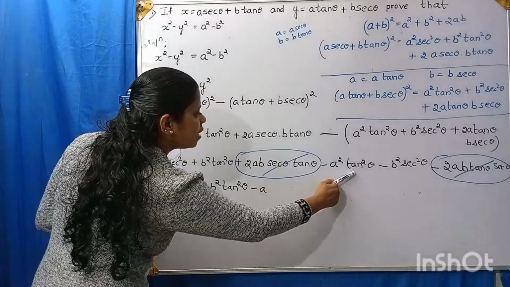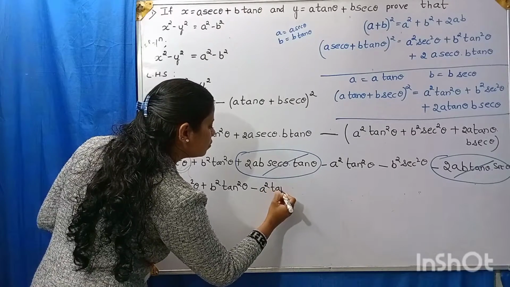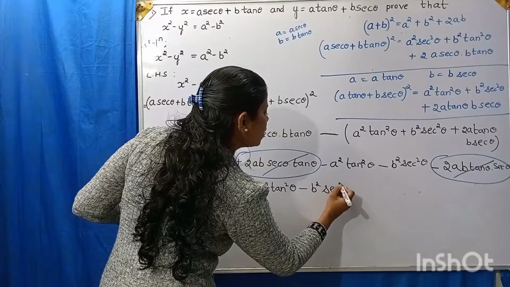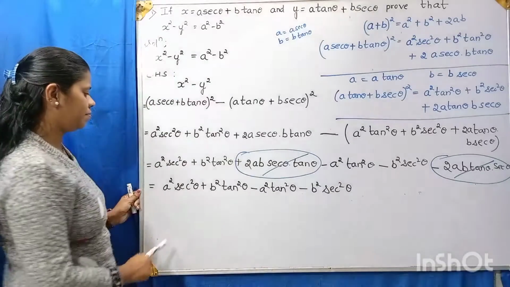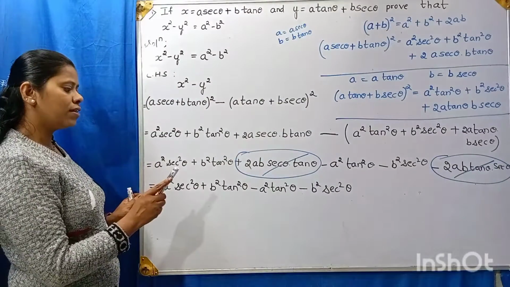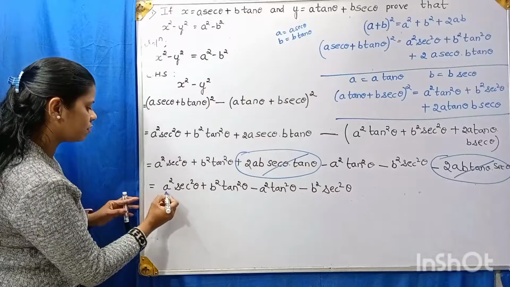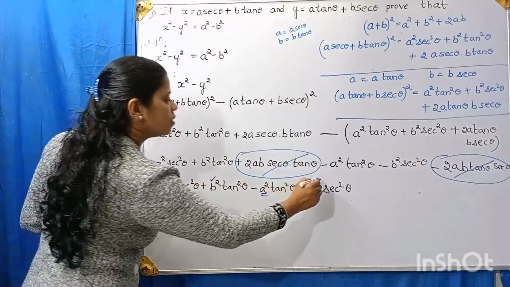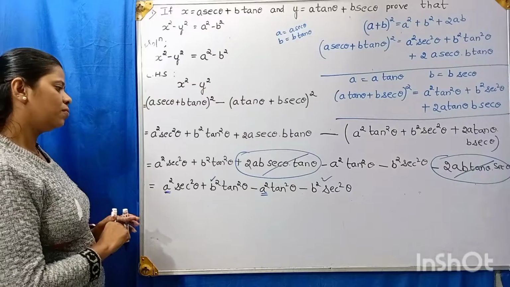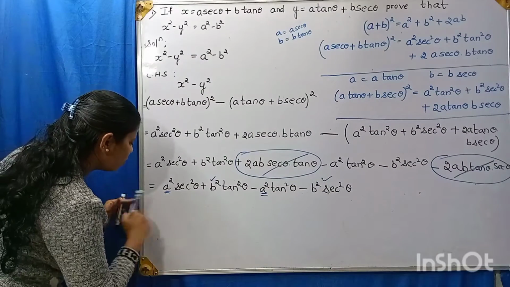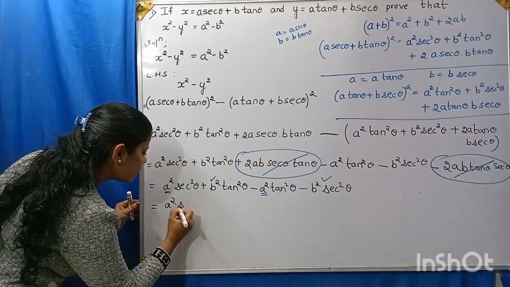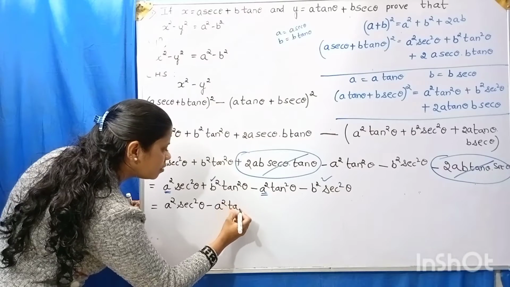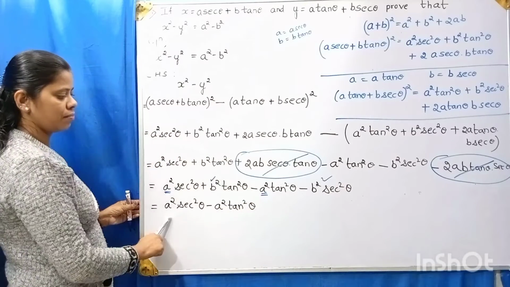minus a square tan square theta, then minus b square secant square theta. It is left, right? Now do one thing. A square means these terms, bring them together, and b square, these two terms, bring them together. See here, it is equal to a square secant square theta minus a square tan square theta. I brought the a square terms together.